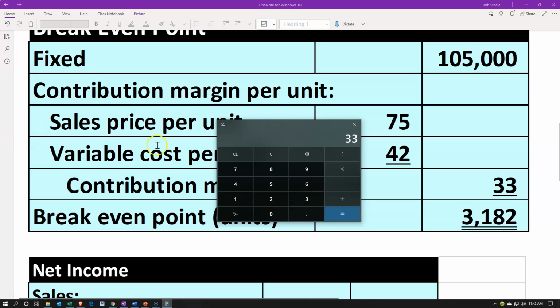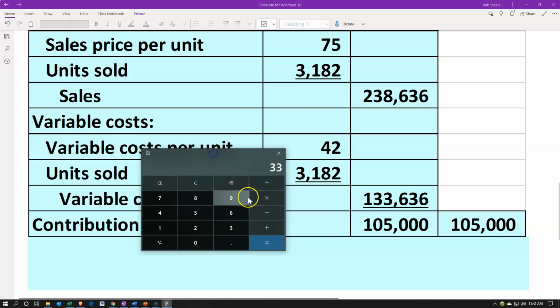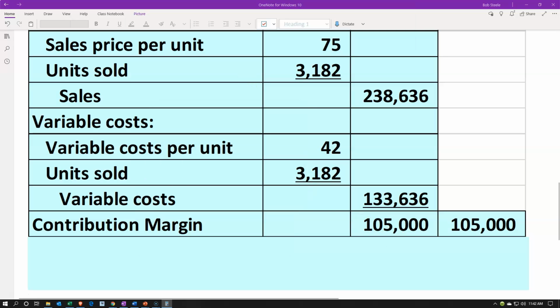If we were to then multiply that times the number of units, in this case, times the 3,182, we can jump right to the contribution margin, 105,000. There's a rounding difference, but we can jump right to it. So you can calculate the contribution margin a couple different ways. You can calculate the total sales and the total variable costs, and then subtract them to get the contribution margin, or you can take the contribution margin per unit times the number of units. And I highly recommend doing this in Excel so you can play with these calculations a little bit more and deal with things like rounding.